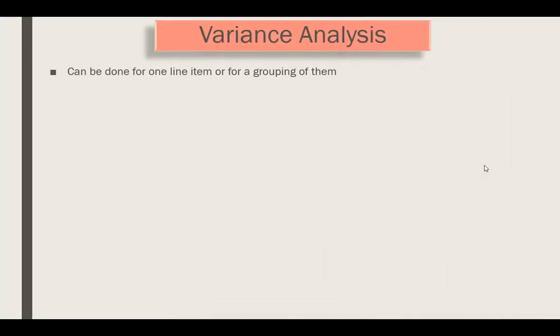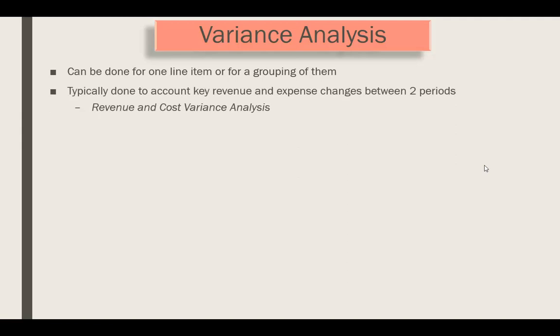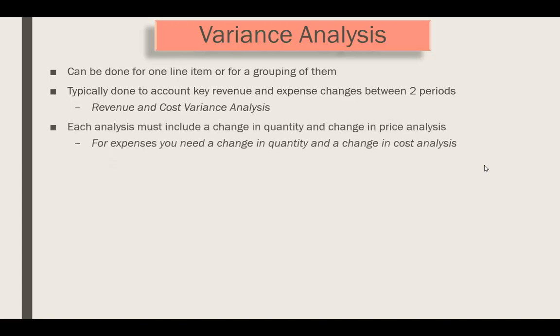This can be done for one line item or for a grouping of line items. A grouping would be the subtotals that we have. It's typically done to account for key revenue and expense changes between two periods. So we want to look at some key lines here. It's not going to be something like non-controllable expenses; we may not look at those as much. Revenue we would definitely look at. Costs, we might look more at our variable costs that we have a bit more control over. Each analysis must include a change in quantity and a change in price analysis.